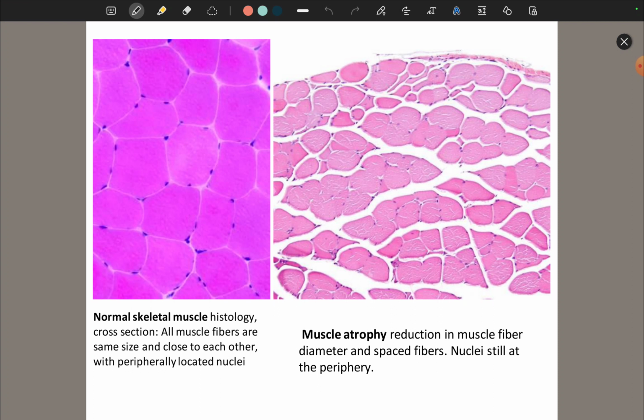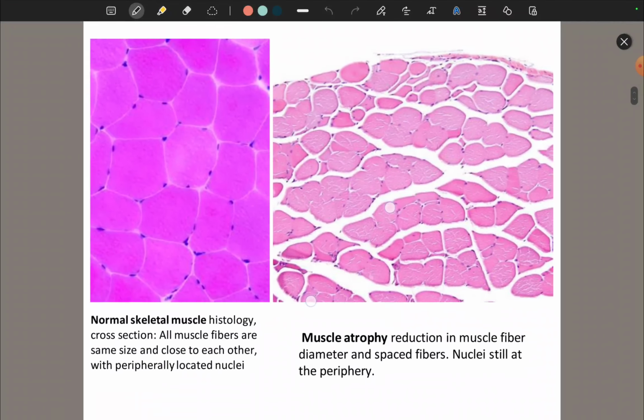Yes, very good. There is a reduction in the size or the diameter of the single or individual muscle fiber. This is, by the way, a cross section or longitudinal section? Is this a cross section or longitudinal section of skeletal muscle fiber? Cross section. These are cross sections of skeletal muscle fibers.